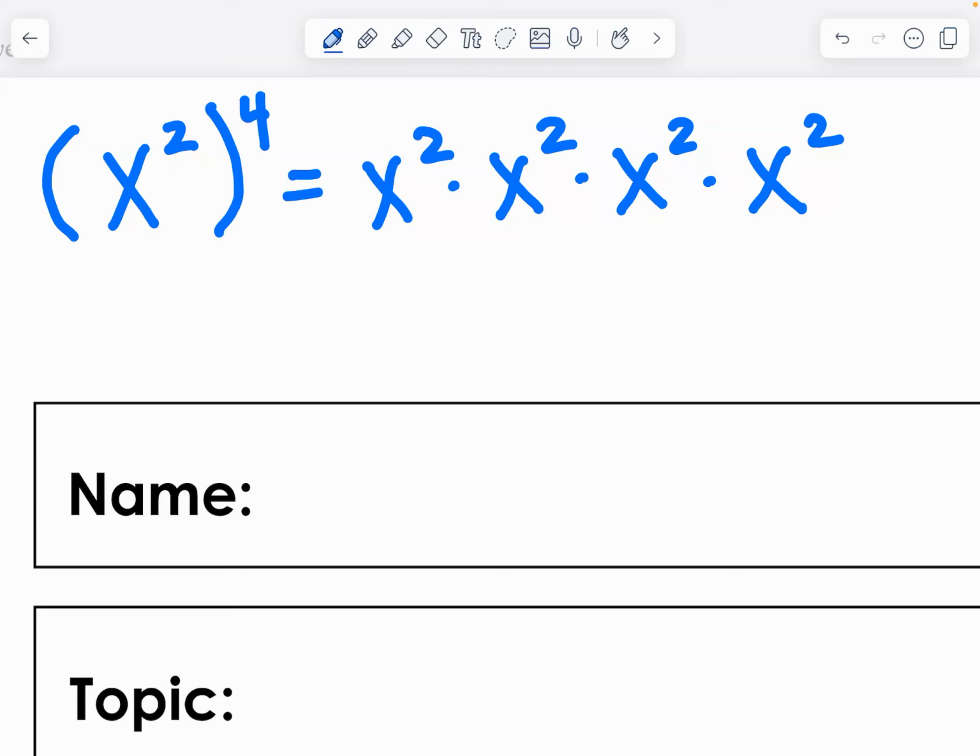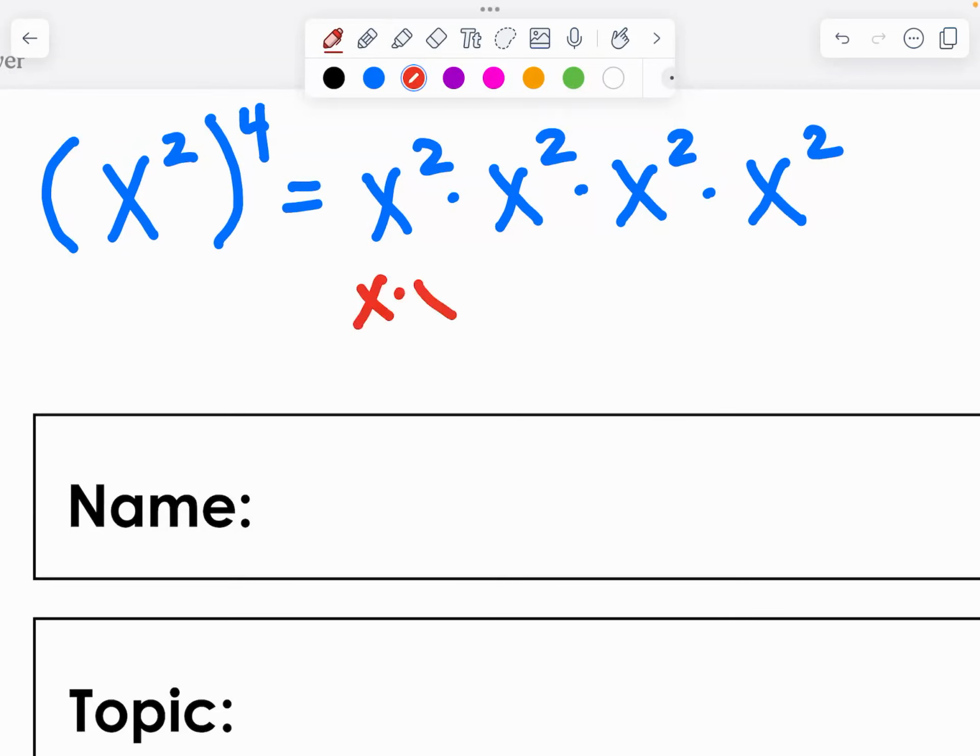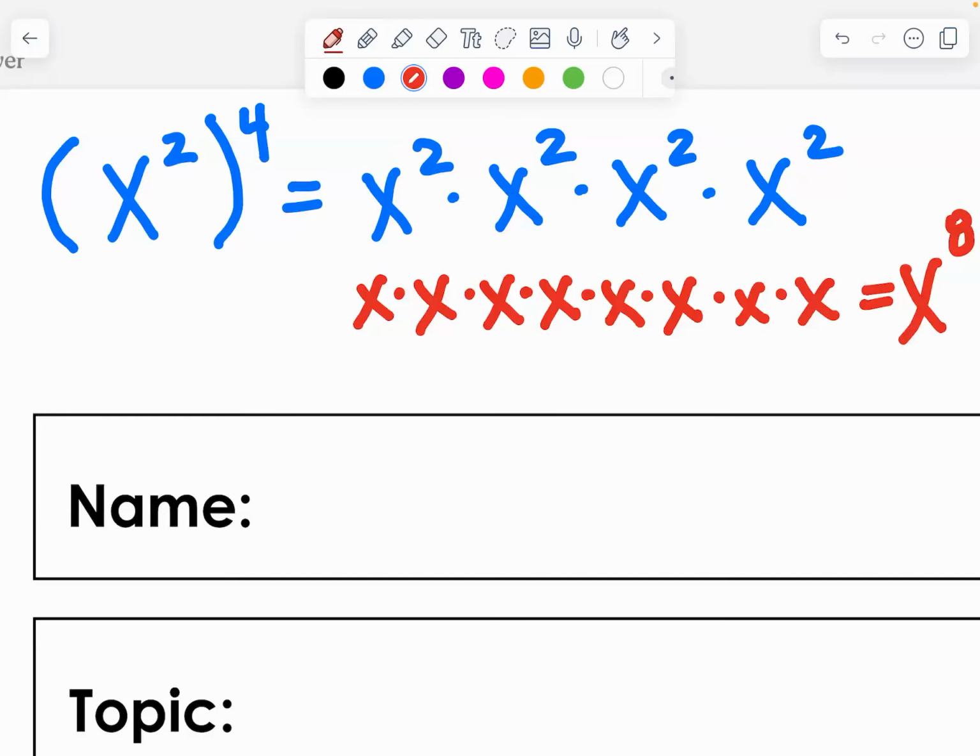Okay, x squared to the fourth means I have x squared multiplied to itself 4 times. Now, what does x squared mean? X squared means x times x. Okay, how many red x's do we have multiplied together? So this means x to the 8th power.